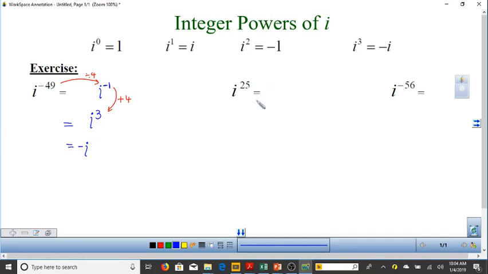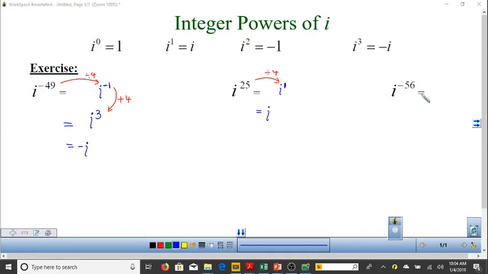Let's try i to the 25. Again, we divide the exponent by 4. Once we divide the exponent by 4, the remainder is all we care about. 25 divided by 4 is 6 with a remainder of 1. So that's just i to the 1. Well, i to the 1 is just i, because any number raised to the power of 1 is itself. And that's all.